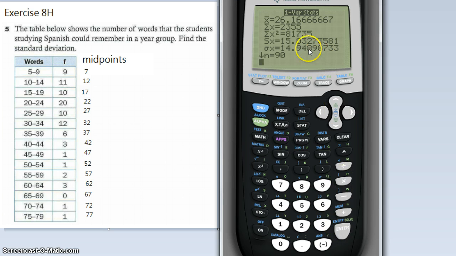Alright, so over here they want us to find the standard deviation. So again, standard deviation is the sigma over here, right? So my standard deviation in this case would be approximately 14.9. Approximately 14.9. Remember, when we talk about standard deviation, we're talking about the sigma, right?